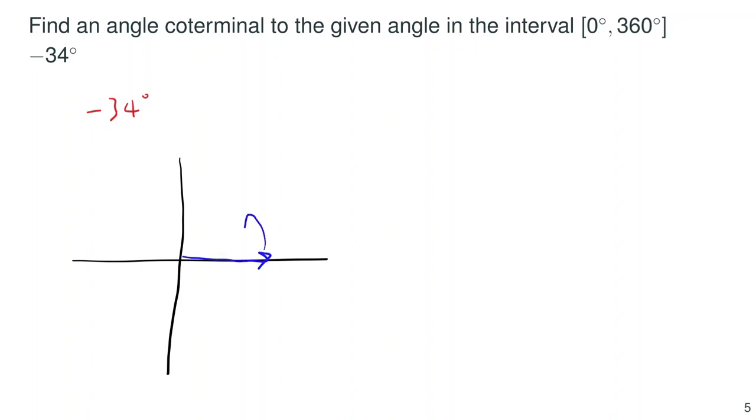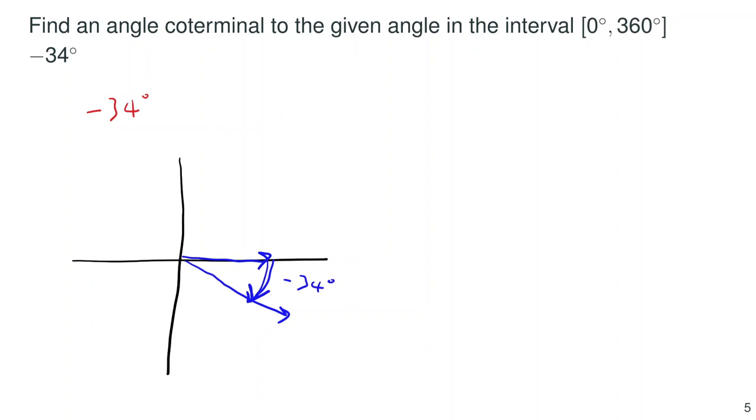Positive angles go counterclockwise this way. But since it's negative, it will go clockwise. So you move this way about 34 degrees, which is, let's say, somewhere about here. So this angle with this direction is negative 34 degrees.